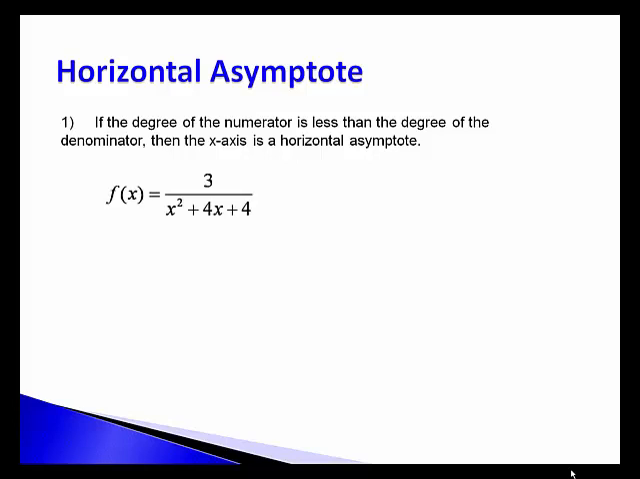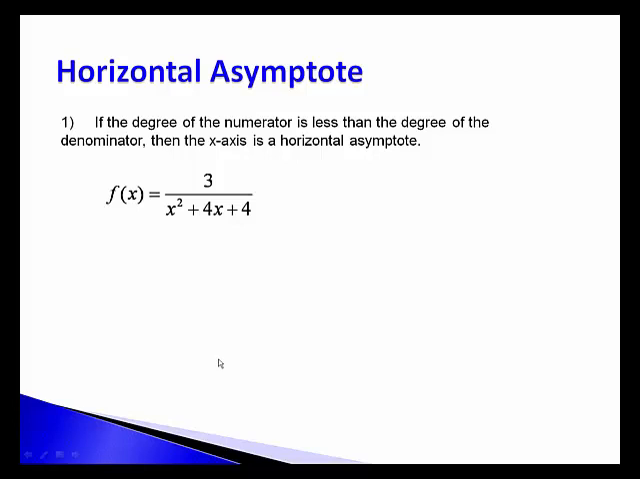If I give you the function f of x is equal to 3 divided by x squared plus 4x plus 4. First of all, this is a rational function, and we now want to see if it has a horizontal asymptote. Rule number 1 says if the degree of the numerator is less than the degree of the denominator. Well, let's look at the degrees of each piece.